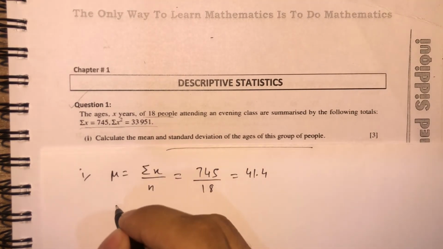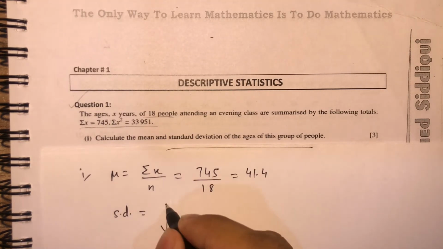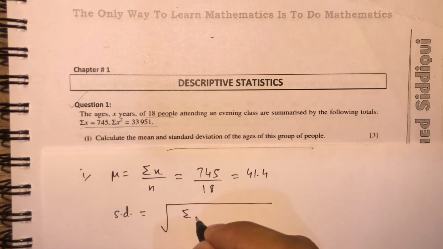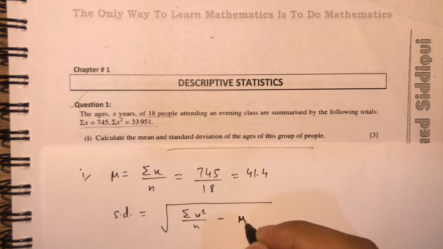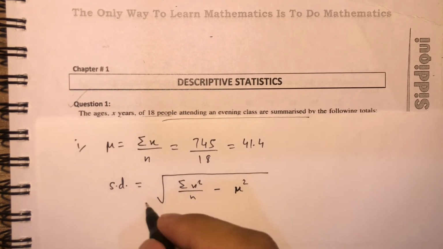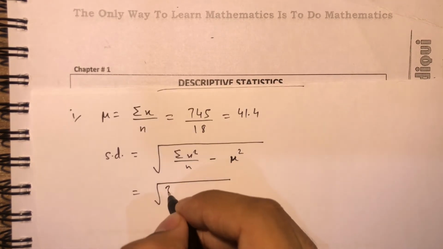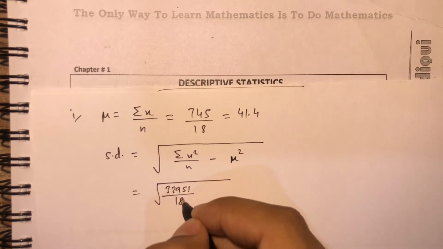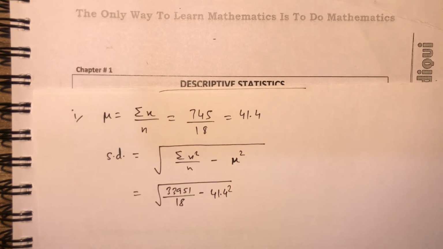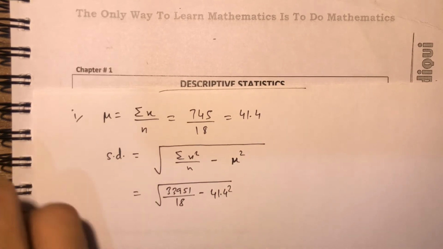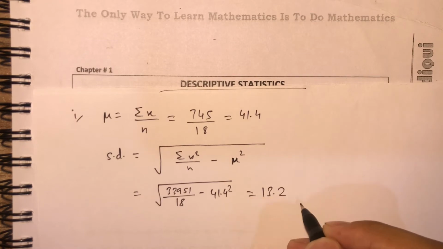Then for the standard deviation, the formula is root of sigma x square upon n minus the square of the mean, right? So sigma x square was given as 33951, n is 18, the mean we found as 41.4, square of that, right? So root of 33951 upon 18 minus the mean squared, it's coming to 13.223 to 3 SF.